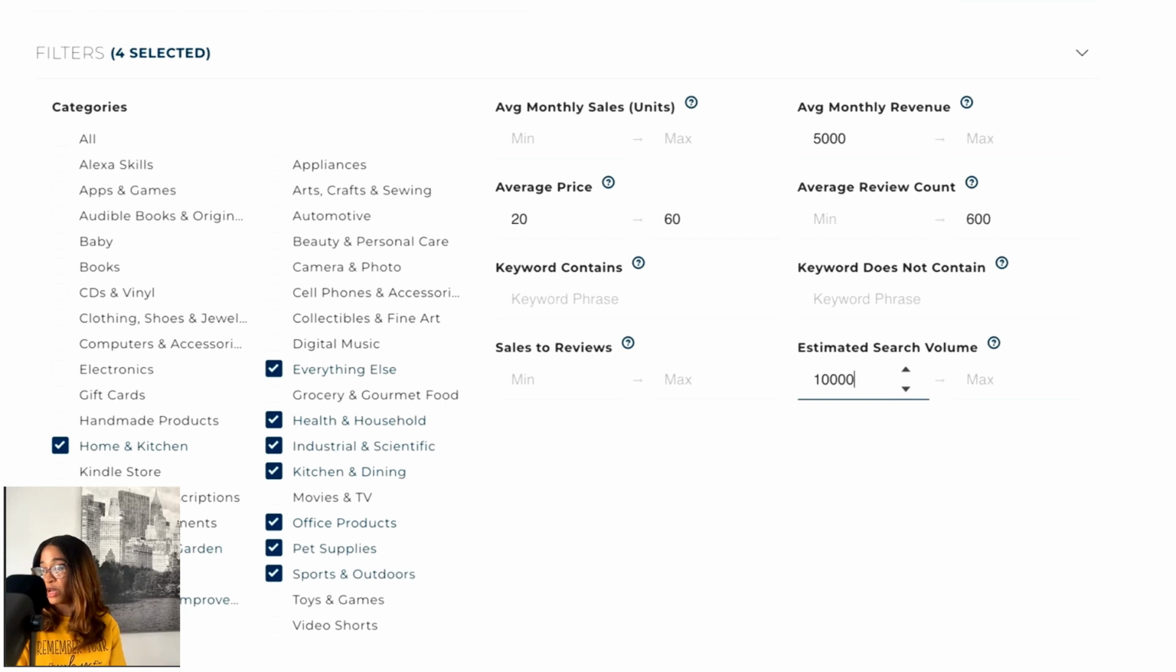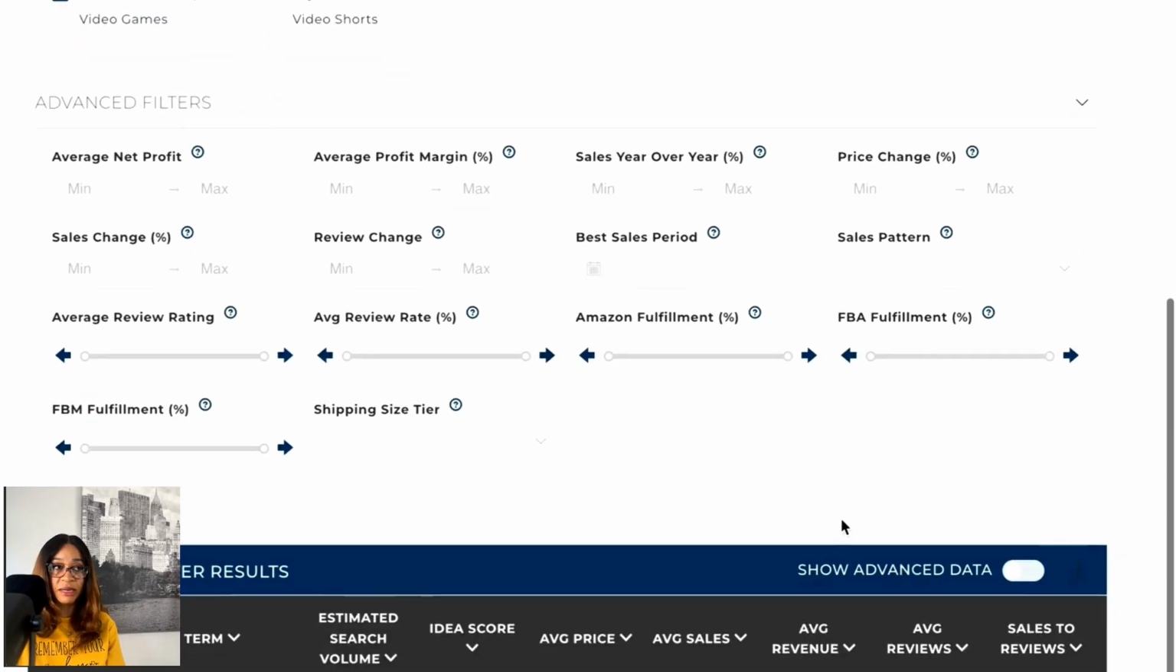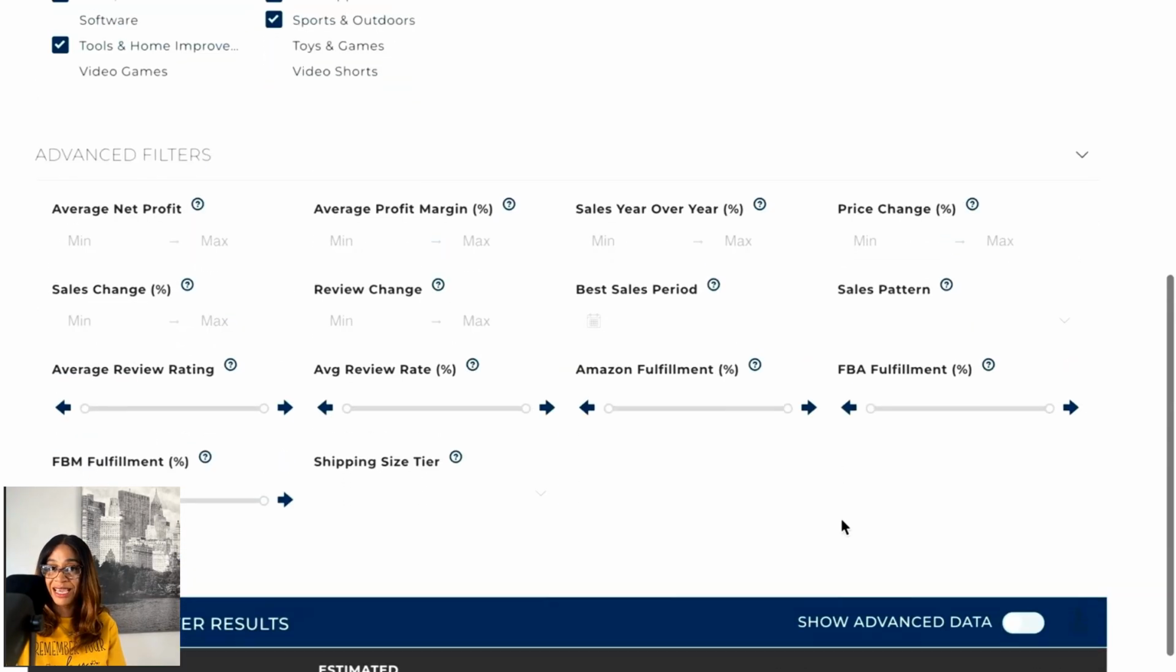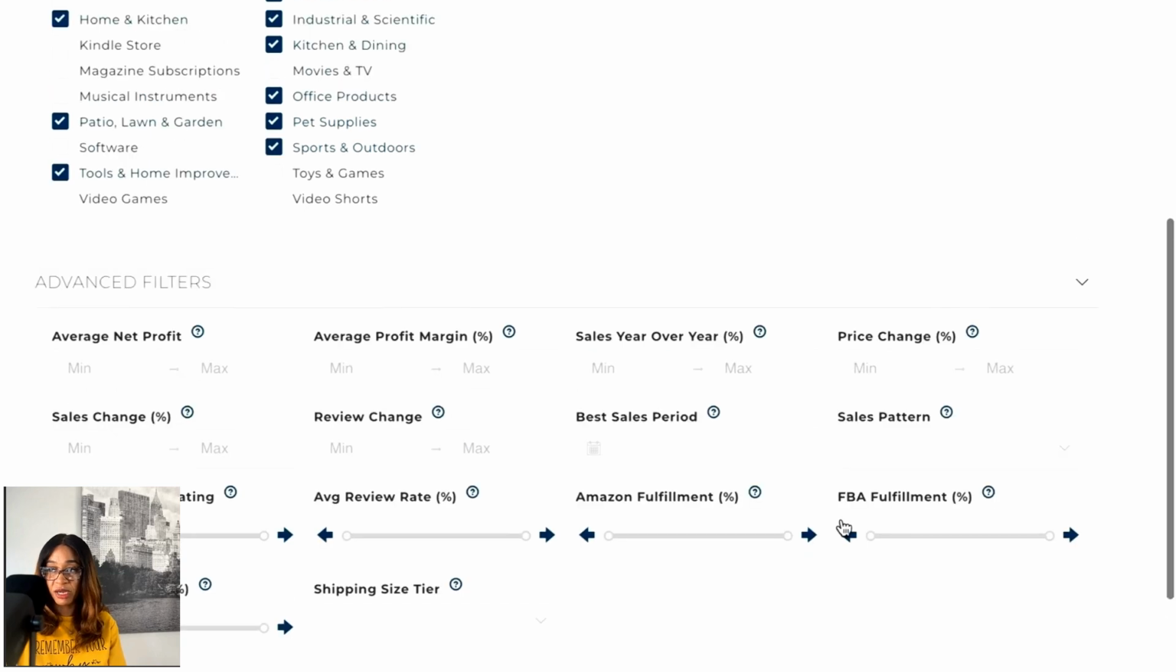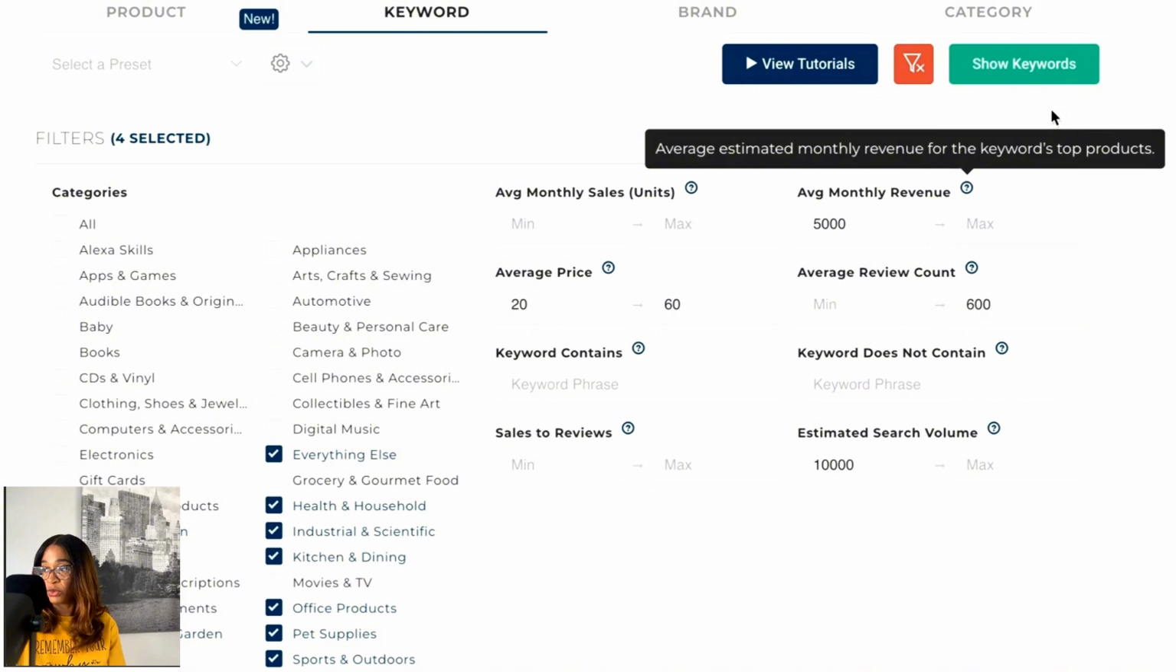So after you do that, if you scroll towards the bottom, you're going to see that there's an advanced filter at the bottom. I do not put in advanced filters because, like I said, I hate being limited. I hate being put in a box. So I leave that open so I can see more options. So after you do that, you're going to click on show keywords, and then it's going to generate you a whole bunch of keywords. And those keywords are what we're going to analyze in our video tomorrow.